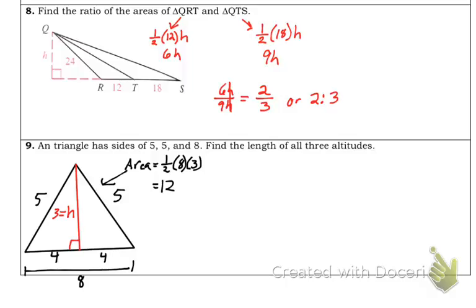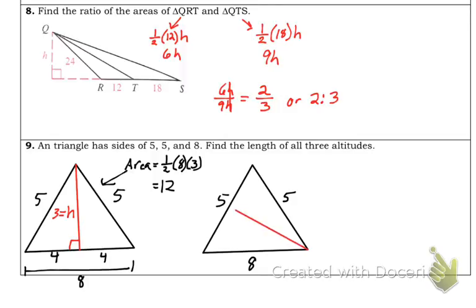Well, if I redraw this triangle, I'm going to leave it the exact same shape. We'll redraw it exactly the same. We'll just see that we're looking for a different altitude. So our length down here is still 8. This is still 5. This is still 5. I'm just going to change which altitude I'm looking for. So instead I'm going to look for that one right there. Let's call it X, since I already used H.